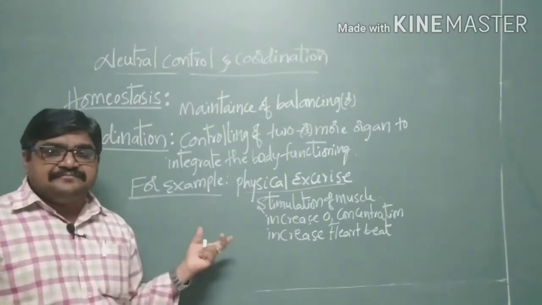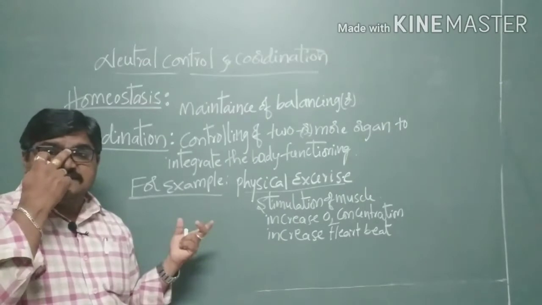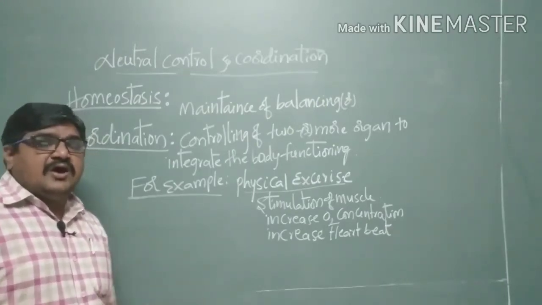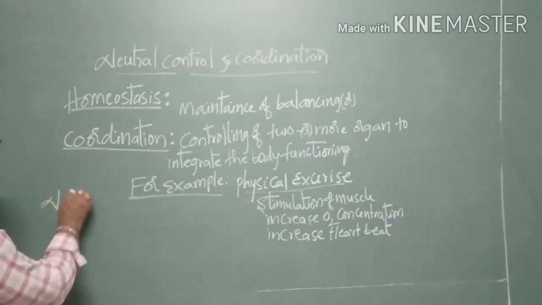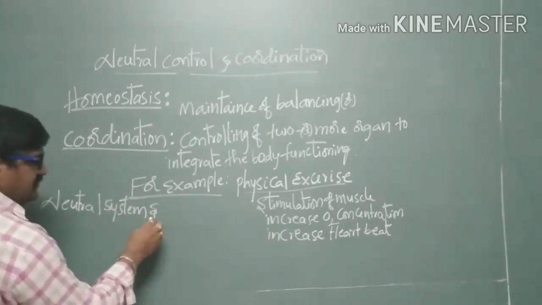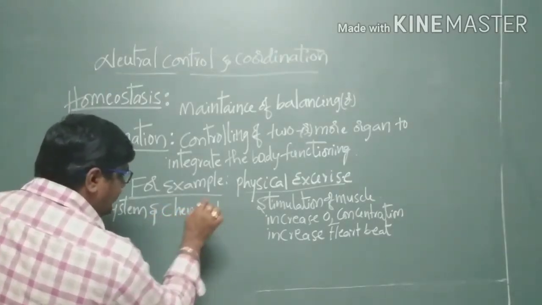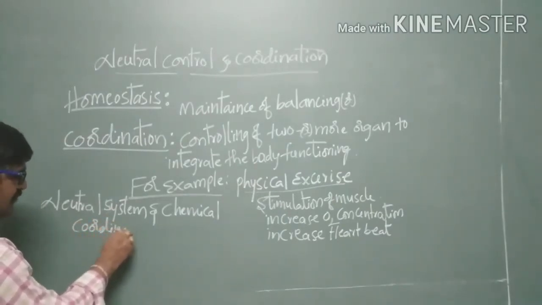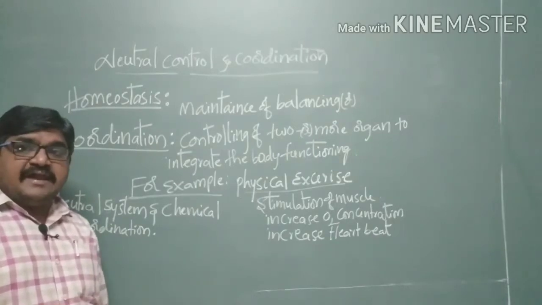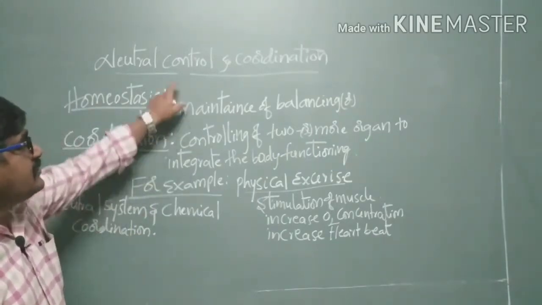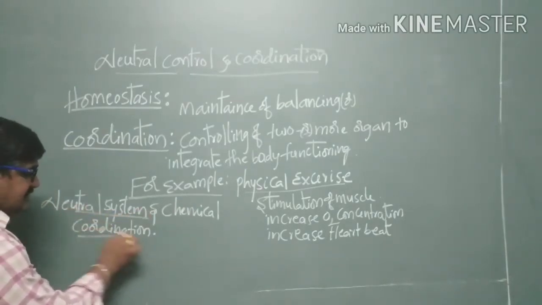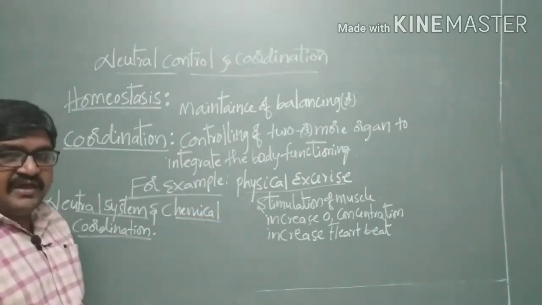Next, in our body we have a neural system. The neural system is helpful for the controlling and coordination of the body. Not only that, there is also chemical coordination. With the help of these two, the specific functioning of the body is performed. That means the neural system as well as chemical coordination both perform the functions and activities, and the controlling and coordination of body functioning takes place with the help of the neural system as well as the chemical coordination of the organisms.